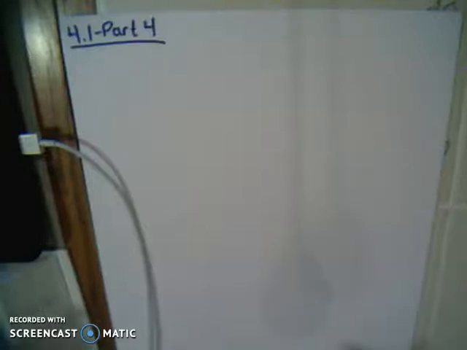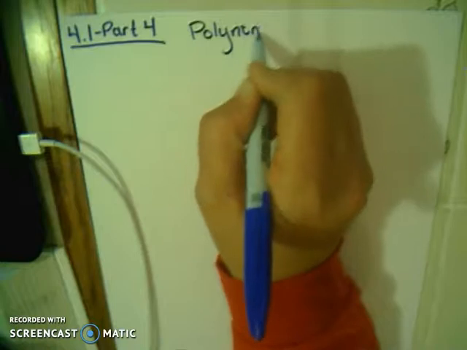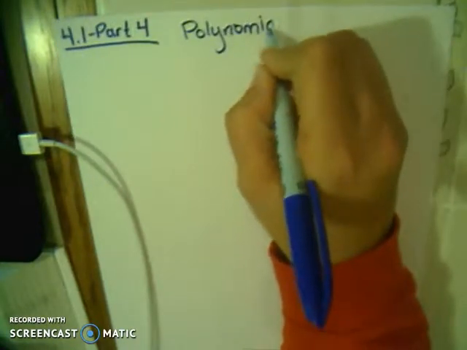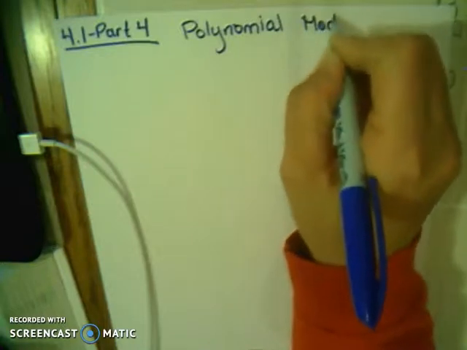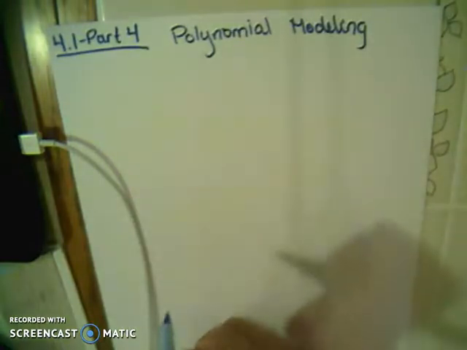All right. The fourth and final part to this gigantic section is about polynomial modeling. And this is going to rely heavily on our graphing calculators. Modeling just means use data to come up with an equation.